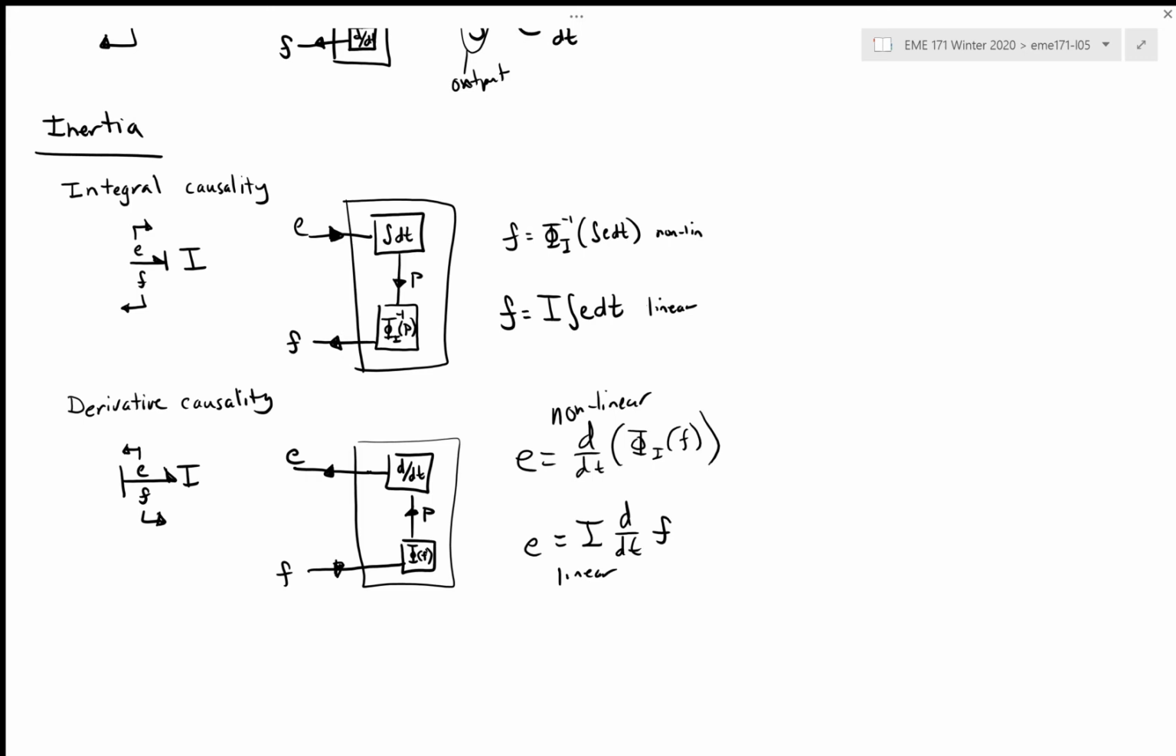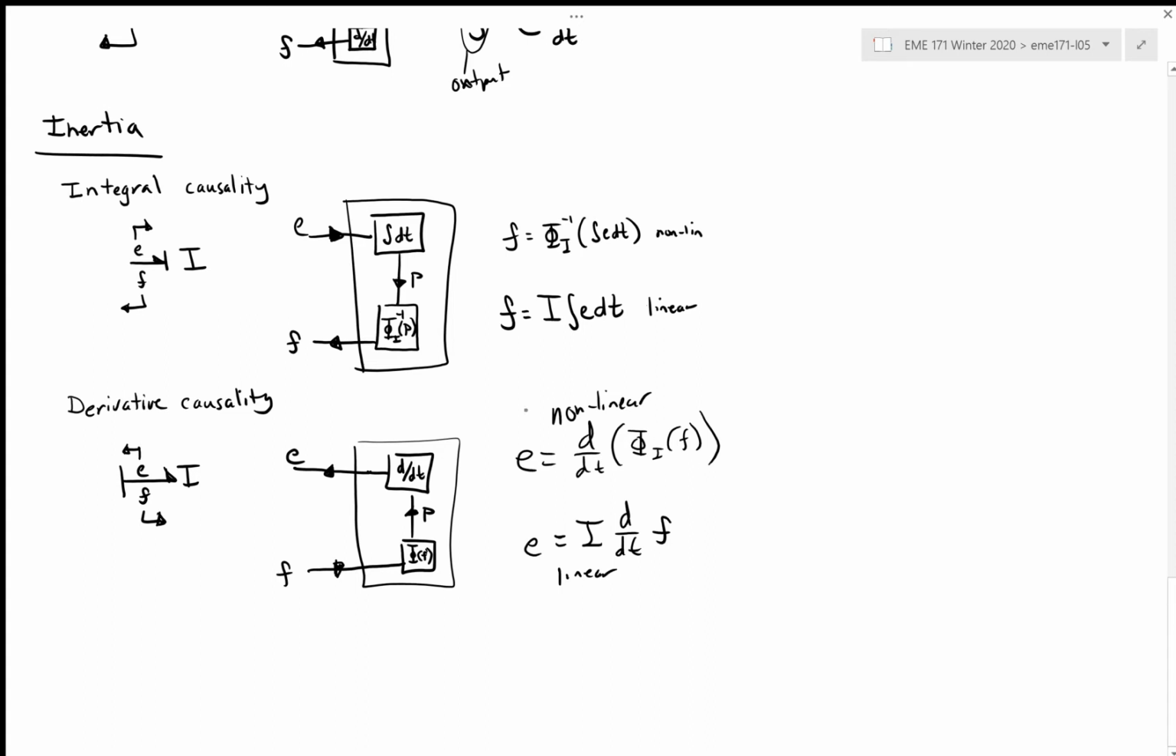Okay, welcome to lecture 6. I am going to continue on with the topic of causality. We have a few more ports to investigate and set up some rules for their input-output relationships for the effort and flow. We closed lecture 5 determining the derivative causality of the inertia port.